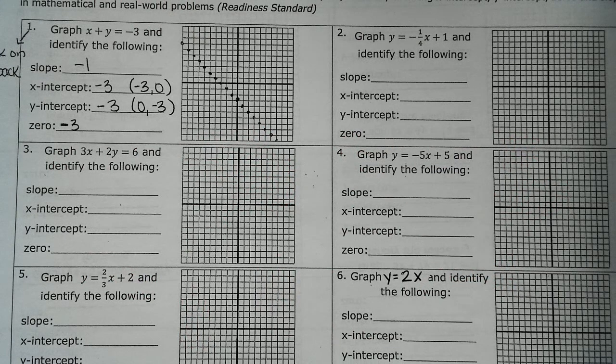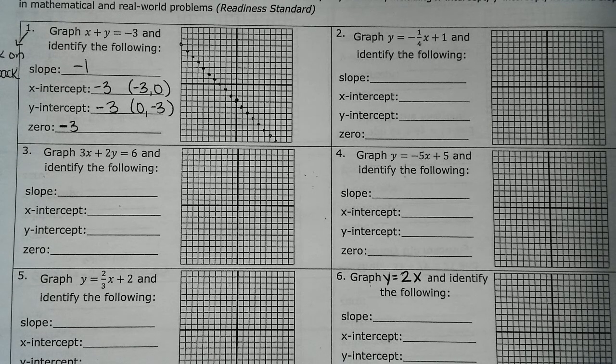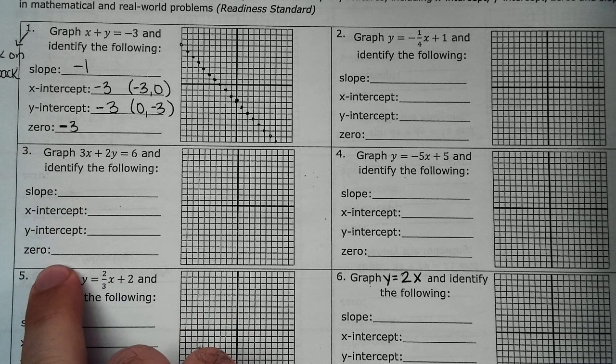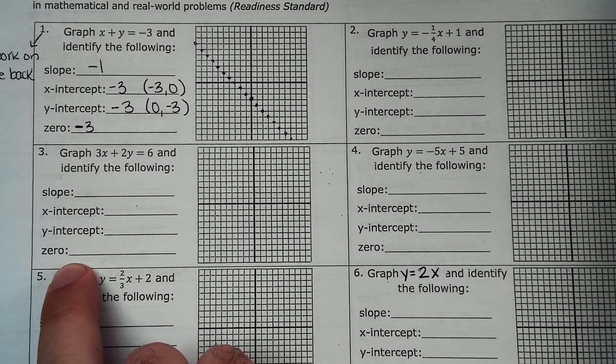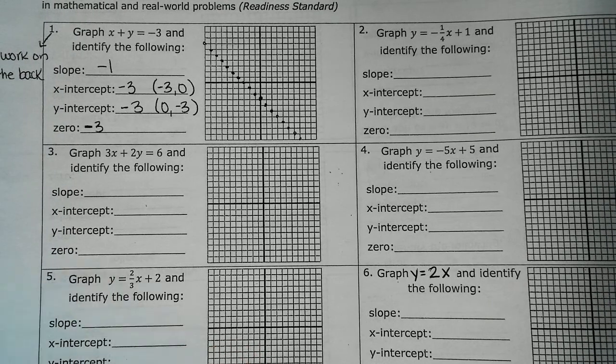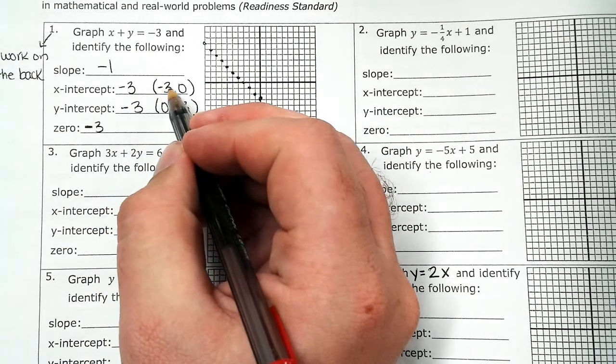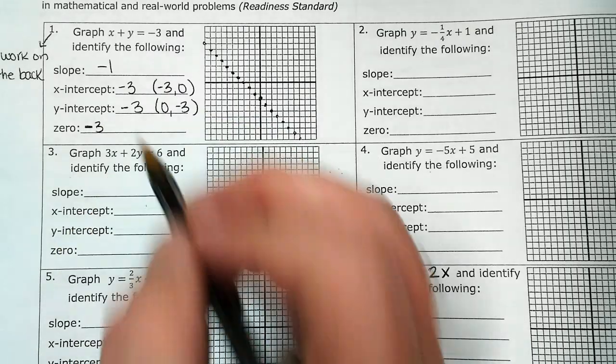Alright, so this is what the assignment looks like. It's really going to be helpful if you can print it out. If you can't print it out, you're just going to have to do your best. So what you're going to find is the slope, the x-intercept, the y-intercept, and the 0. But remember the 0 is just going to be the x-intercept, or the value of x at the x-intercept. So if the x-intercept is negative 3, like in this first example, your 0 is also negative 3.